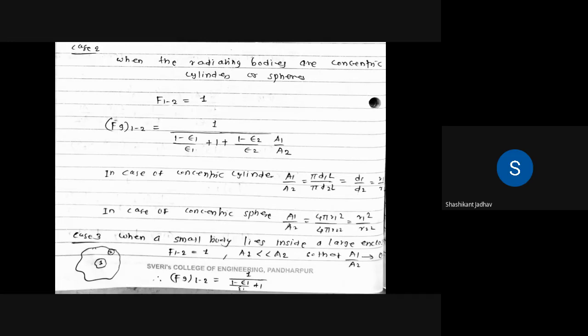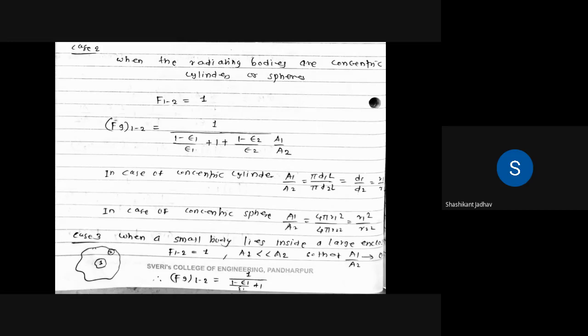And we have put this value into the gray body factor, and we have to simplify that equation. By simplifying that equation, we get the gray body factor as 1 divided by (1 minus epsilon 1) divided by epsilon 1, plus 1, plus (1 minus epsilon 2) divided by epsilon 2 into A1 by A2. So for the calculation of A1 by A2, we have calculated the ratio of this.